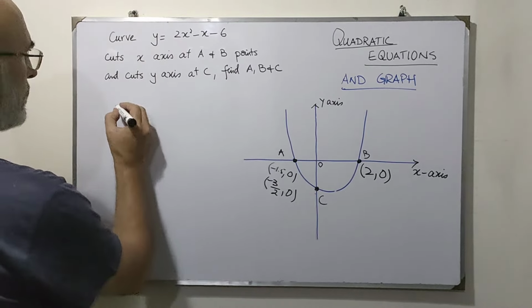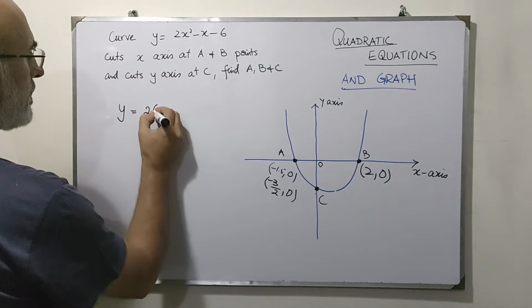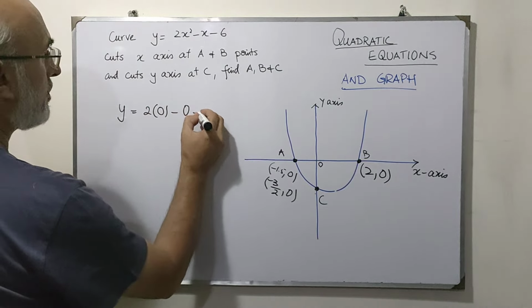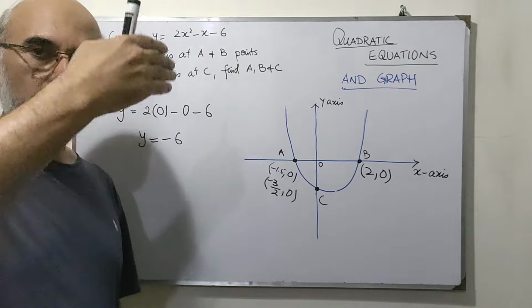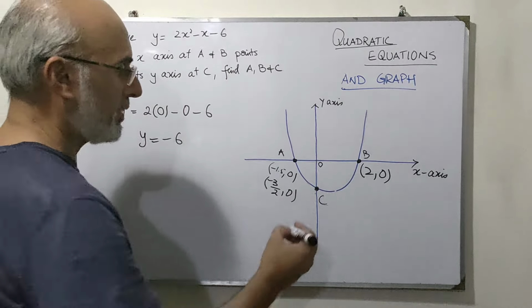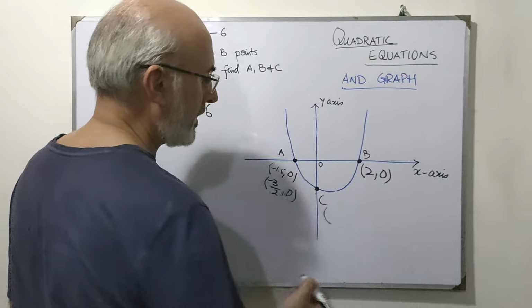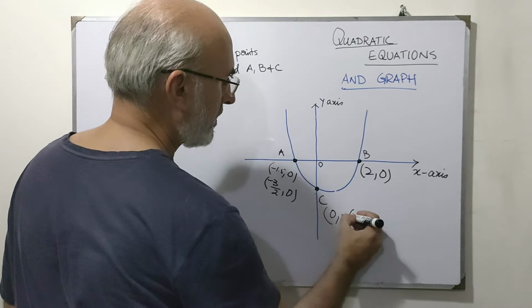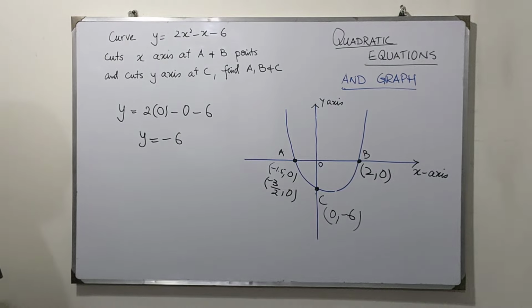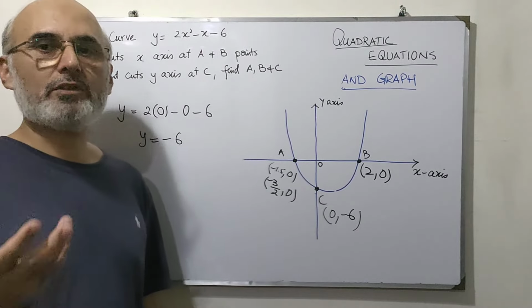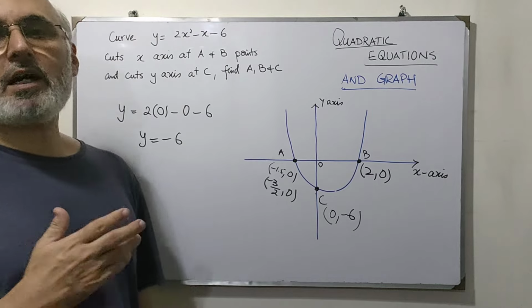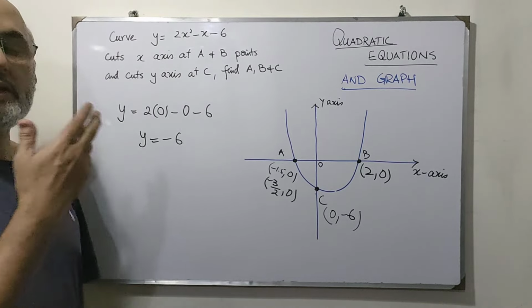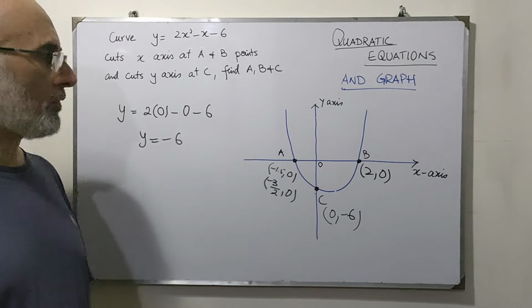So if x is 0, y is equal to 2 into 0 minus 0 minus 6, so y is minus 6. You see, so we are coming downward from the origin, so y was supposed to be negative. So at this point, the coordinates are going to be 0 and minus 6. So you see, if the graph is already drawn, we have the curve. We want to find the 2 points where the graph cuts the x-axis and the graph cuts the y-axis. We can easily find, and we can have a better understanding of the graph also.